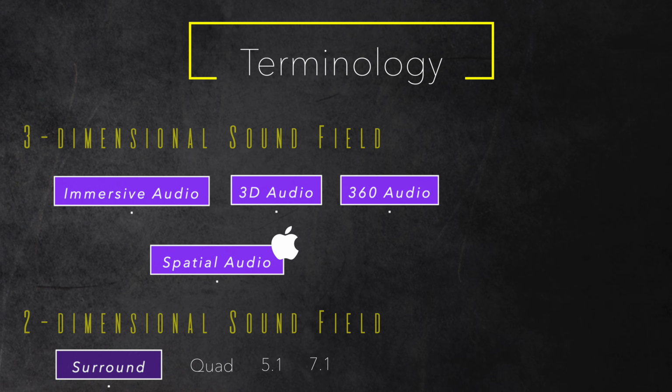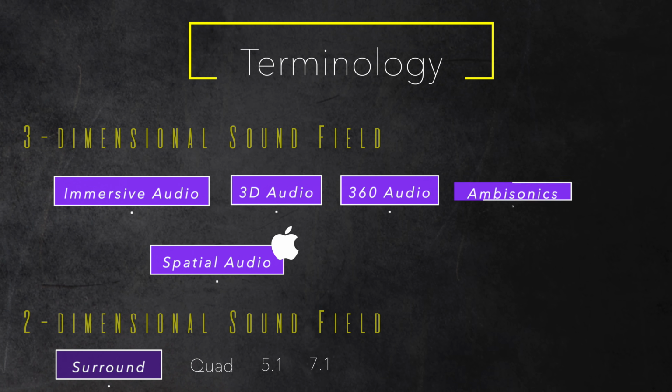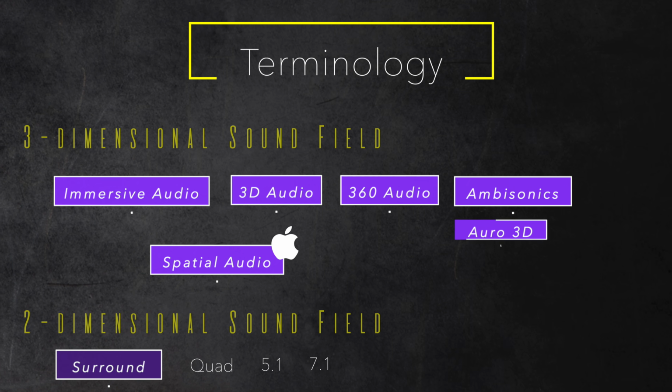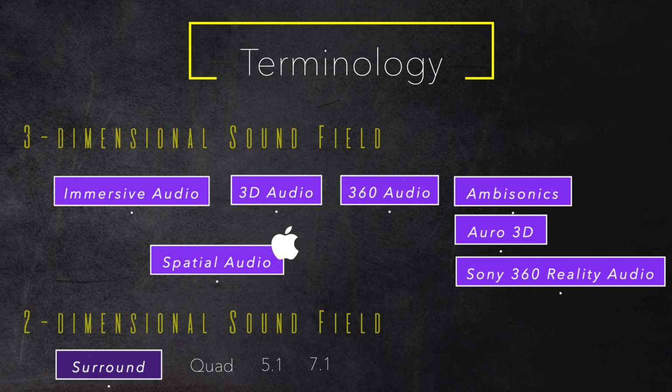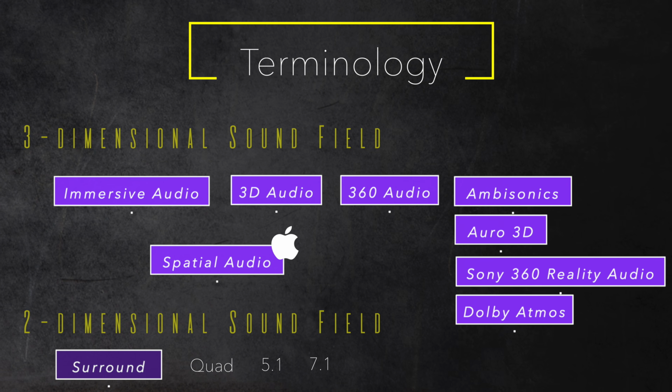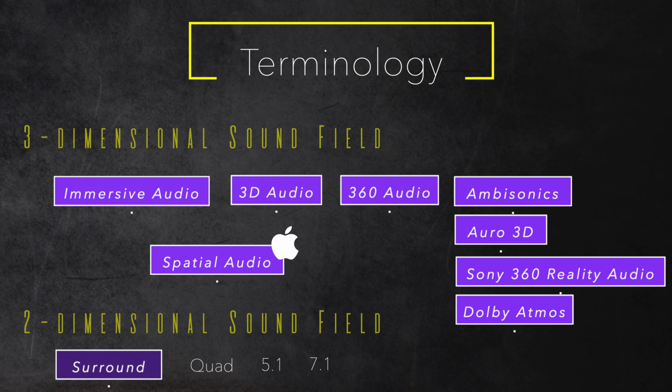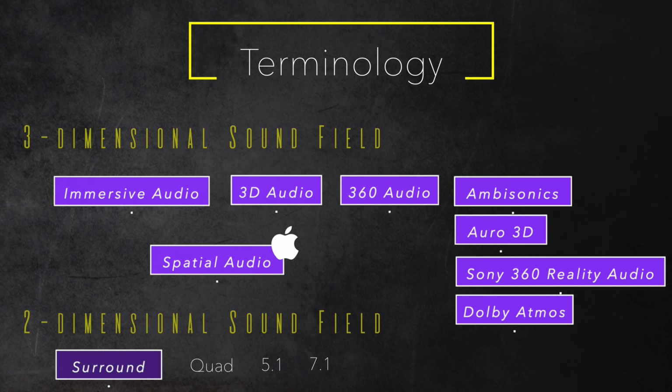And then there are many other related terms like ambisonics, Auro 3D, 360 sound, 360 reality audio, and also Dolby Atmos, which are all different formats that can produce immersive sound. And last but not least, there is binaural audio, the key to success of immersive audio, which I explain in the bonus chapter at the end.